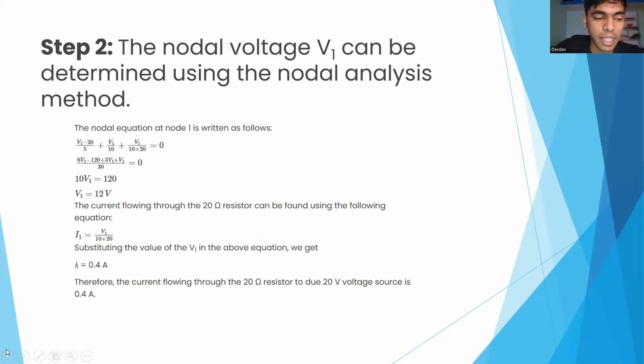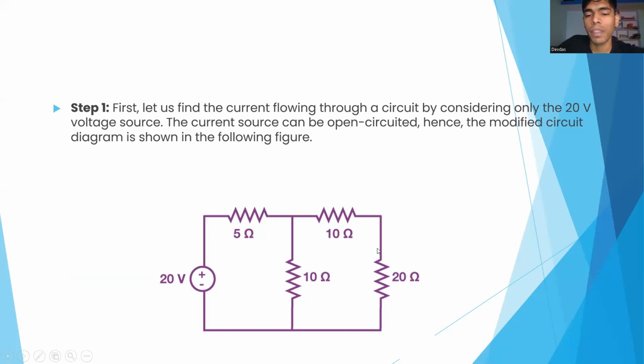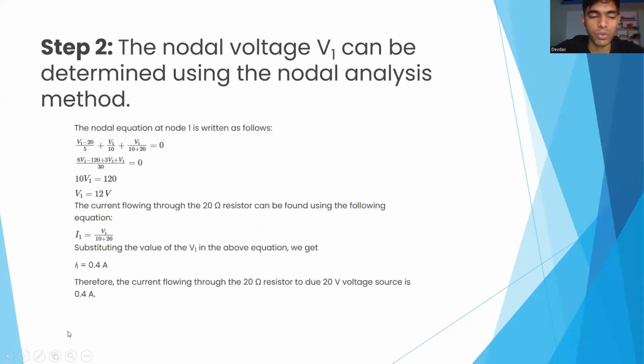Now, when we say I1 here, we refer to the current flowing through the 20 ohm resistor, considering the 20 volt voltage source. So we have considered the first source individually, and the current flowing through the 20 ohm resistor due to the first source is 0.4 ampere. Now again, keep this aside.